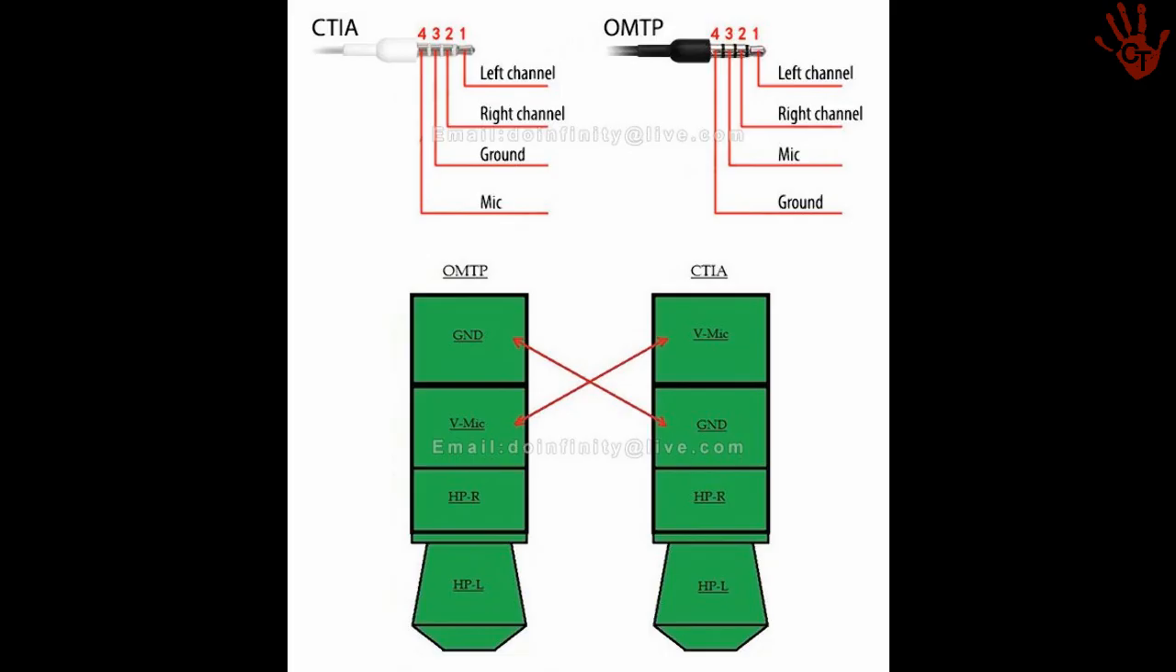Now in this next picture, I've actually got CTIA and OMTP cables on top here, and then you've got the wiring down below, and this shows you how they line up. You can see that they do cross: ground to mic, mic to ground. This isn't going to work.